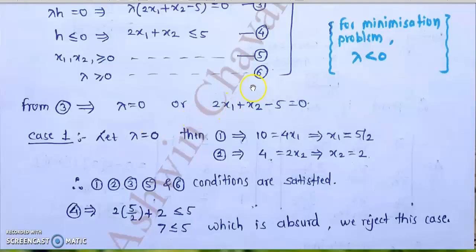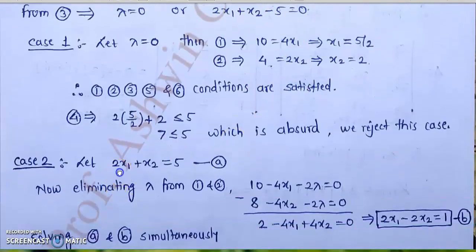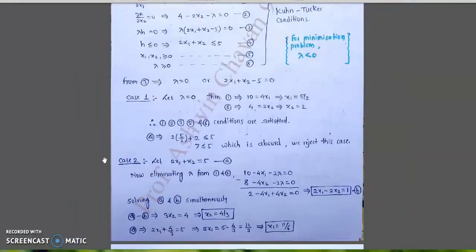So let's have second case, that this 2x1 plus x2 minus 5 equal to 0, that is case 2, 2x1 plus x2 equal to 5. Call it equation A because this is the equation in x1 x2 already. If we have one more equation in x1 and x2, we are done. We can solve it for x1 and x2 values.